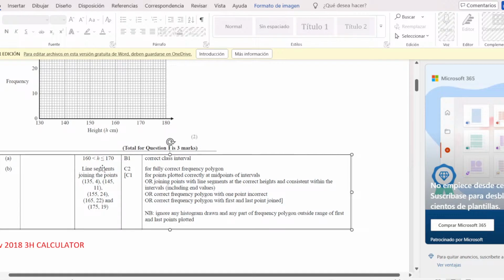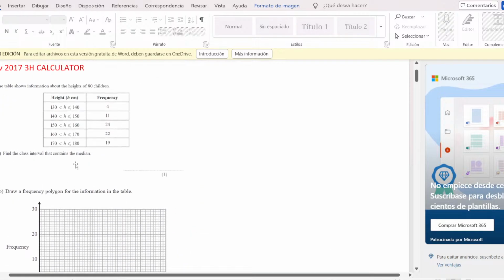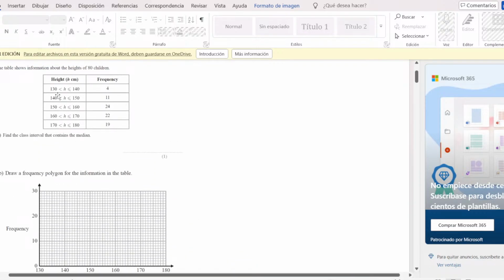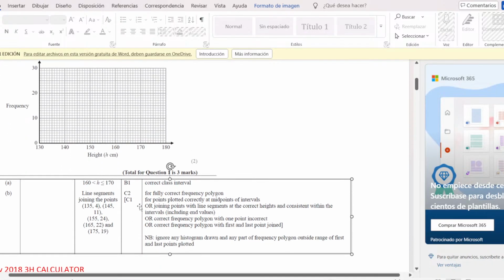Here. So part A was some other question. Part B is then draw the frequency polygon. If we have a look, line segments, so they mean joining up with a ruler for all of those points. Now that's the midpoint. You see 130 to 140, they've said 135. That's where you do the midpoints. So you get 2 marks for a fully correct frequency polygon, for points plotted correctly at midpoints of intervals, or for joining the points with line segments at the correct heights and consistent with the intervals. Does it say anything about joining it up? I don't know if this one says anything. Correct frequency polygon with 1 point incorrect. Oh yeah, that's if you only get 1 mark, right?